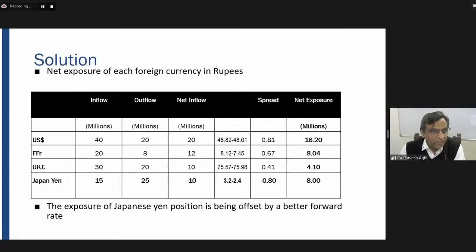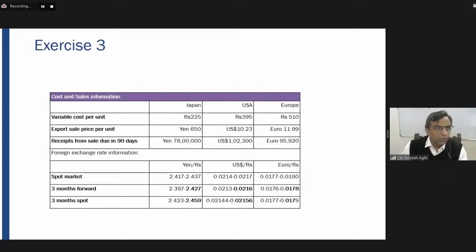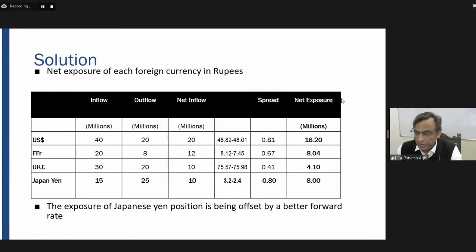So the exposure of the Japanese yen position is being offset by a better forward rate, because he is going to make a payment in one year's time. At the time he entered the contract, it was 3.2, but now it is 2.4, so he has to pay much less. A better forward rate will actually offset his position. Now we will go to another question after some time, after the break. We have a break now for 10 minutes.